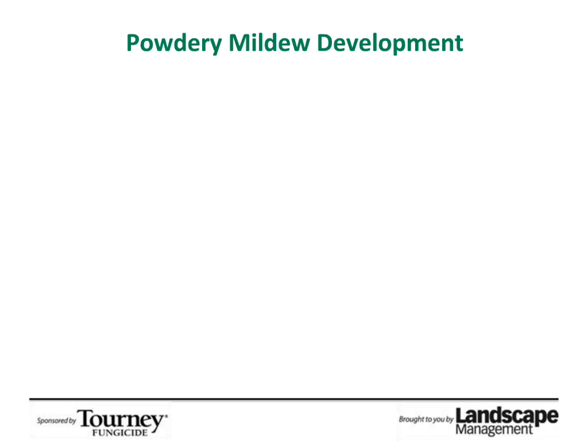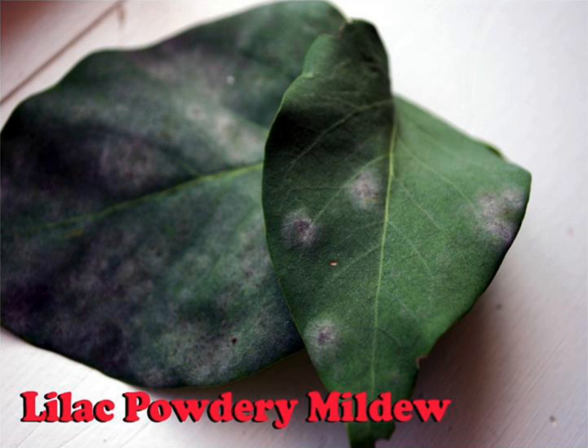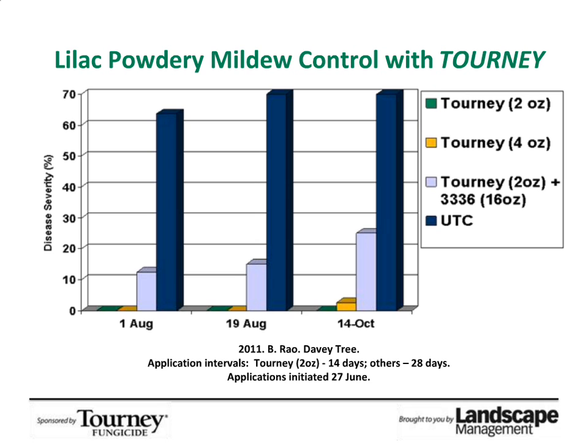And again, the key here is timing your fungicide applications early. Treat preventively to protect that new foliage. And then just showing, I've got a picture of lilac powdery mildew here. In my last data slide, again, showing that nice combination of Tourney with 3336 or thiophanate methyl working really well for control of powdery mildew. And I believe that is all the slides that I have, and I will turn it over to Andrew.